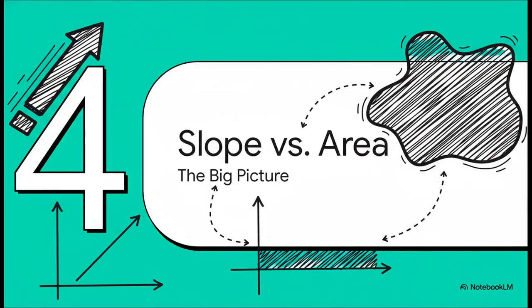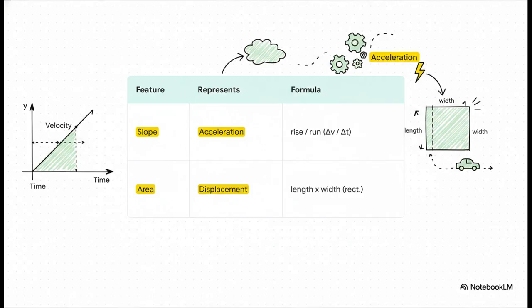Okay, so let's just zoom out for a second and put these two powerful tools, the slope and the area, right next to each other, just to make sure this distinction is absolutely crystal clear. So here it is. This is basically your cheat sheet for any velocity time graph you'll ever see. Just remember, the slope of the line gives you acceleration. The area under the line gives you displacement. They are two different features of the graph that represent two totally different things in the real world. Do not get them mixed up.